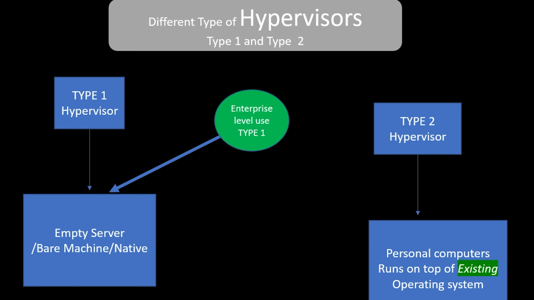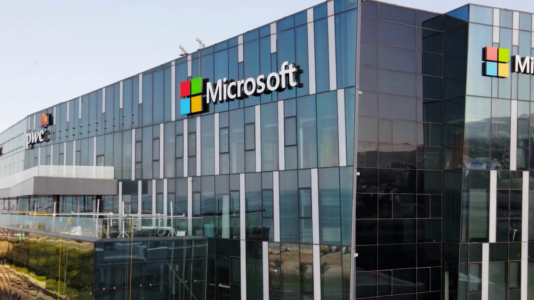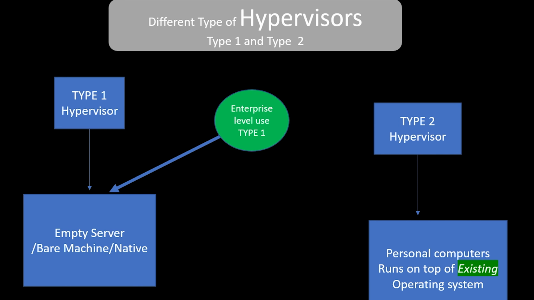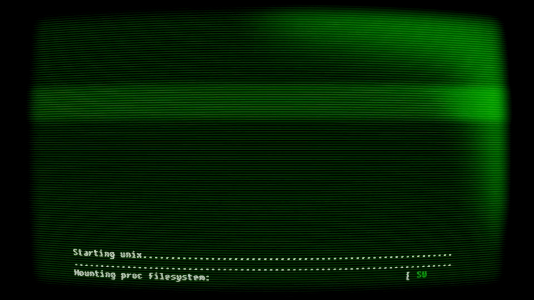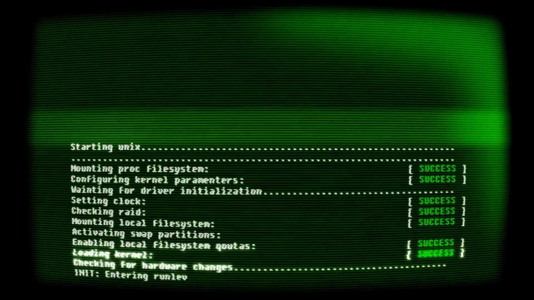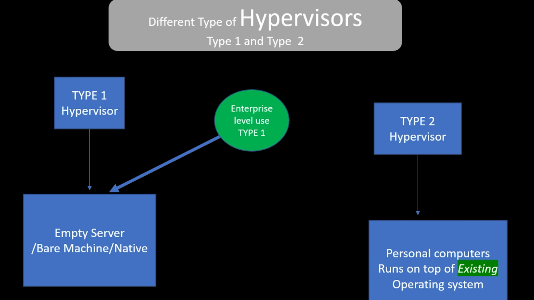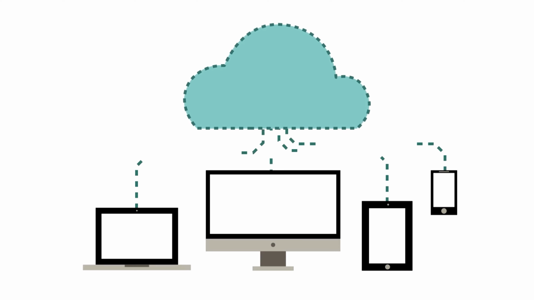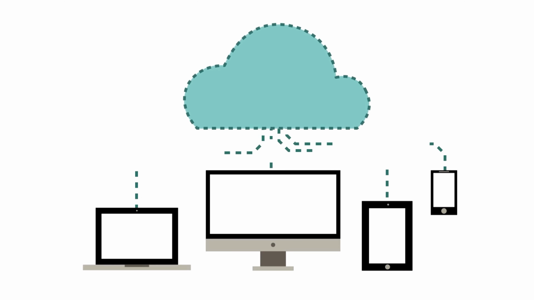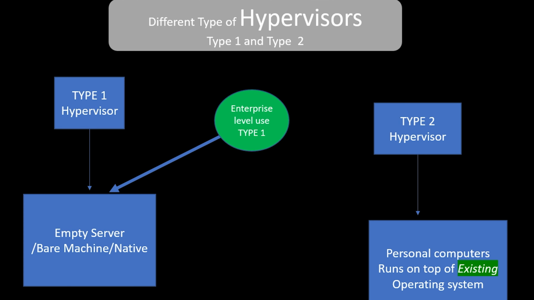They come in type one hypervisor, which is what most of your large companies or major enterprise companies are using. With a type one hypervisor, you put that on an empty server. There's nothing else on it but this hypervisor to begin with. Now with the type two hypervisor, you put that on a personal computer. Maybe you're running Windows already. Then you would use a type two hypervisor in that instance.